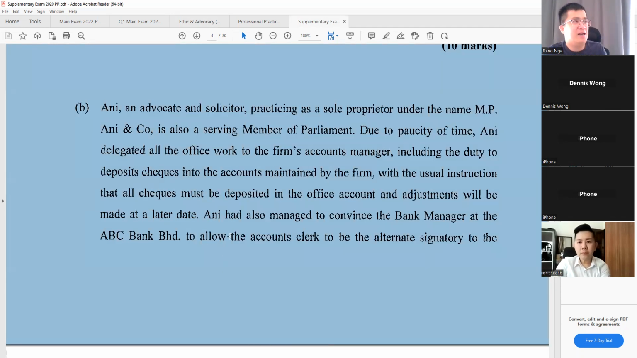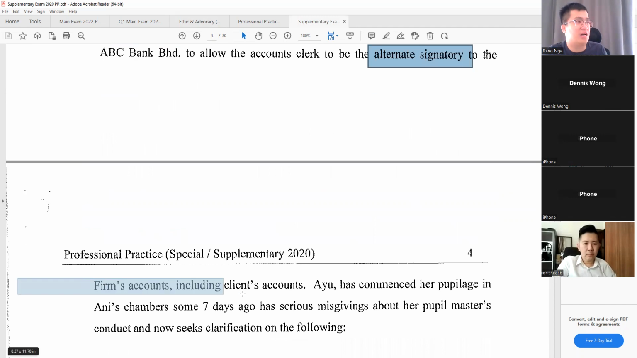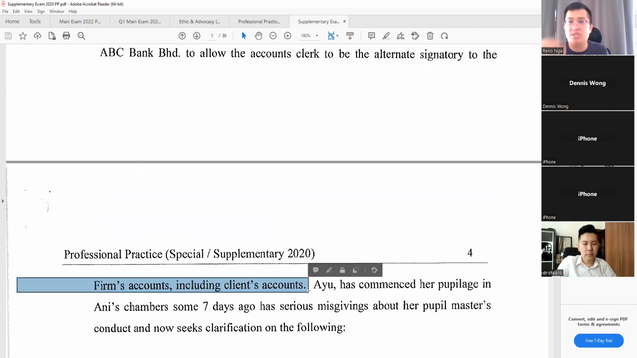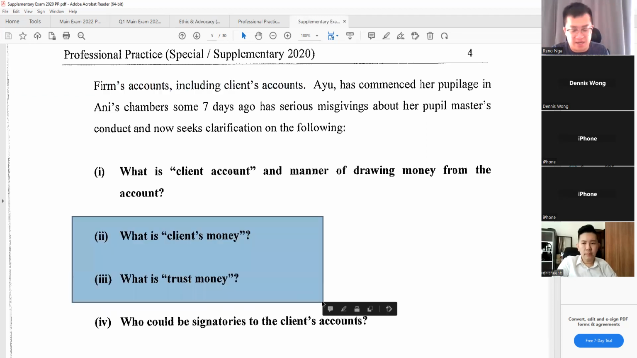Okay. Annie had also managed to convince the bank manager at ABC Bank Berhad to allow the account clerk to be an alternate signatory to the firm account, including the client's account. So you see, this is against Rule 7A of the Solicitors' Accounts Rules. So this is the question. And of course, if they ask you about client's money and trust money, you can find it in Rule 2 of the Solicitors' Accounts Rules. They have already defined what is client's money, what is trust money, etc.